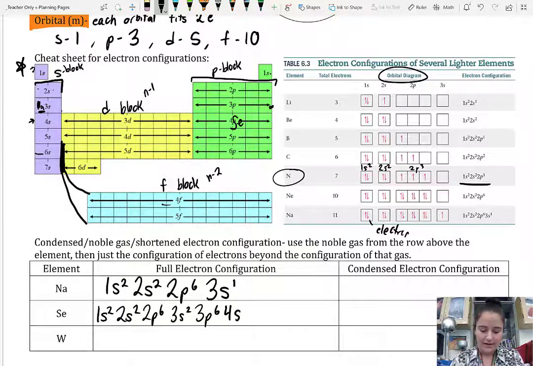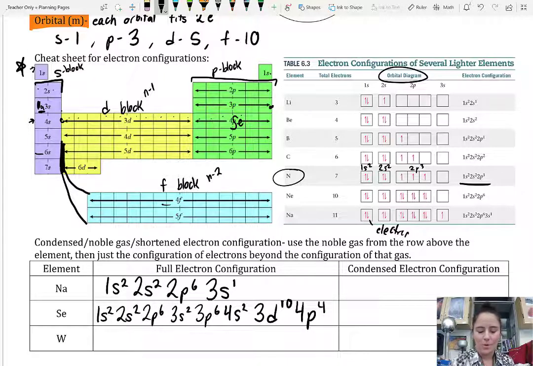Now I'm here, go to the D block, but it's 3d: 1, 2, 3, 4, 5, 6, 7, 8, 9, 10. You can use that if you ever forget that the d orbital holds 10 electrons, because it has those 5 orbitals. And then 4p: 1, 2, 3, 4. 4p4. And that's our electron configuration for selenium.